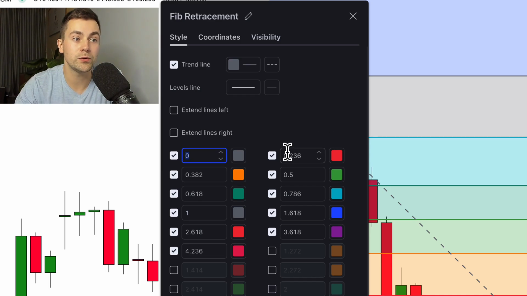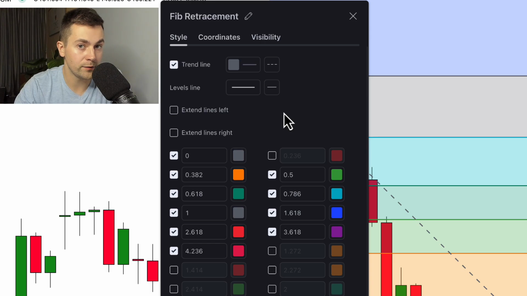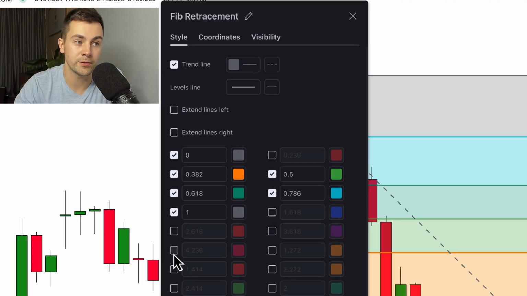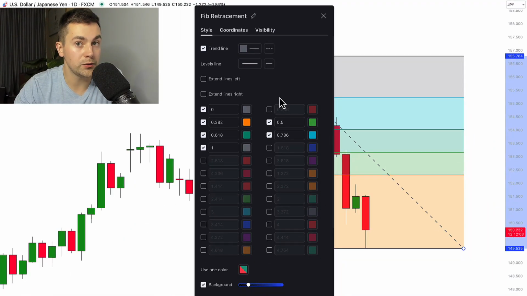And here we should remove the 0.236 level. It is a very weak Fibonacci retracement level. And also we should remove the extension levels 1.618, 2.618, 3.618, and 4.236. Our powerful Fibonacci retracement levels are 0.382, 0.5, 0.618, and 0.786. And we also keep the 0 and 1 levels.